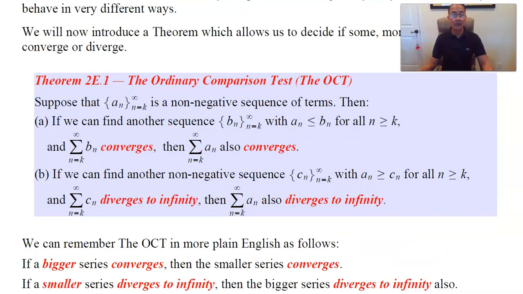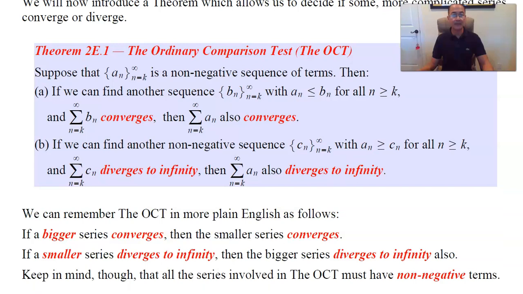infinity. So one easy way by which you can remember this theorem is that if a bigger series converges, then the smaller series converges. And conversely, if the smaller series diverges to infinity, then the bigger series must also diverge to infinity. But also, make sure you remember that the terms in the sequence that makes up the series must consist of non-negative numbers. All right? It cannot work if you have sometimes negative, sometimes positive terms in your series.